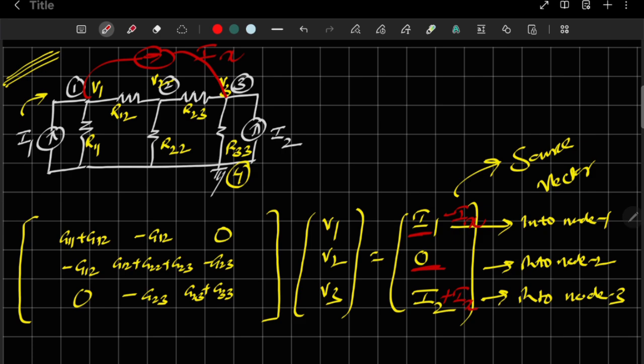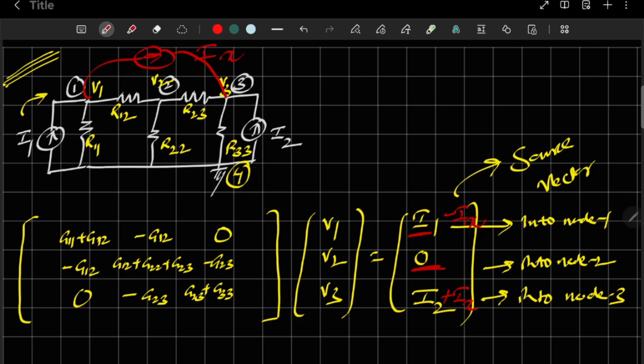One thing you have to observe: when I make changes in the current sources, only the source vector is affected. That is what you need to observe. When I make changes in the resistances or the conductances in the circuit, then the conductance matrix will be affected. So these are the points you have to remember. Now, these are the changes we got because of the presence of Ix in between 1 and 3.